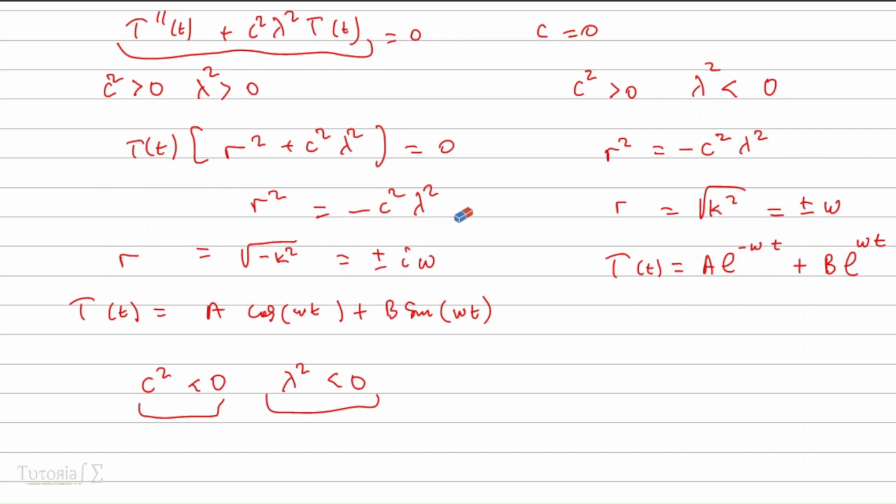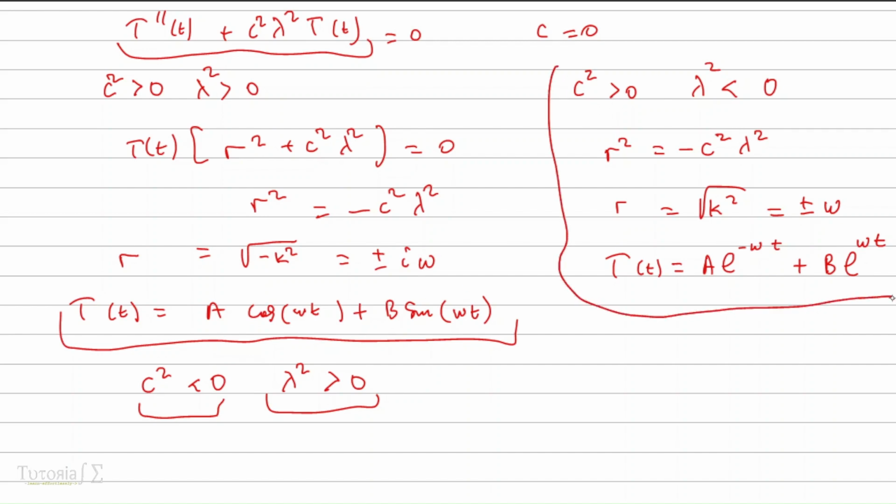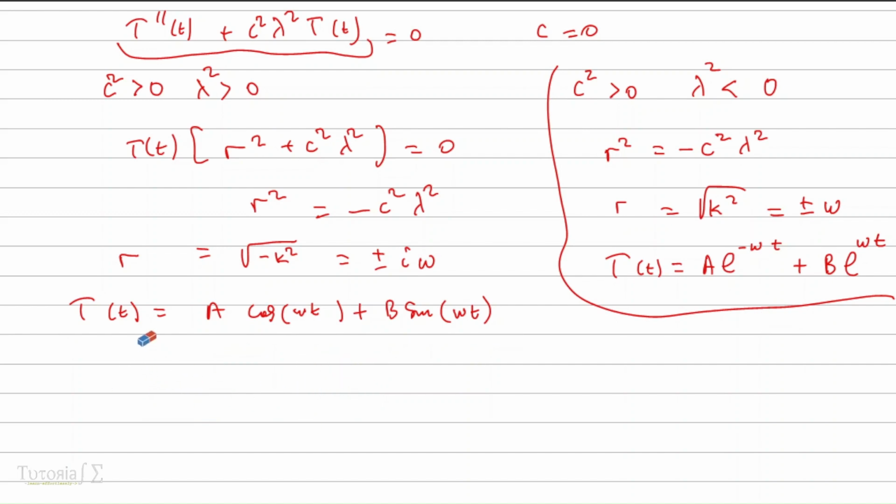So it will be some sort of this solution again. We won't write that because it's a repetition. So we can still take c squared less than 0 and lambda squared greater than 0. So it would be more of this form. It's a repetition again. Lucky for us, we don't have to do this case.